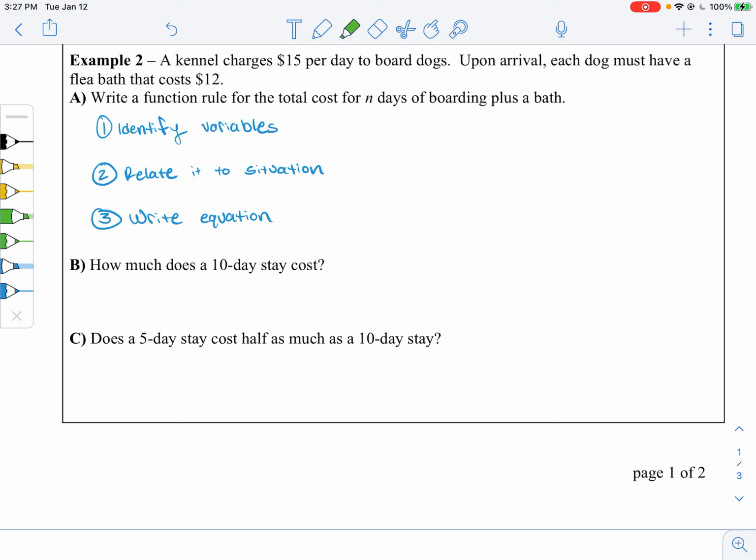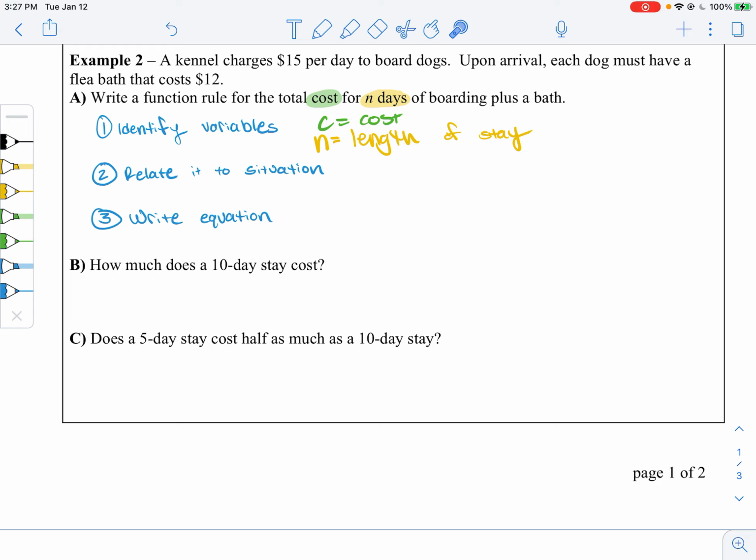Ooh, here we go. The total cost. The cost is going to depend on how long we stay there. So our variables are cost and days of boarding. How about we say like N is like the length of the stay or amount of time they stay. Length of the boarding stay. And we'll say C is cost. Okay, and we picked C as our dependent variable because cost depends on the number of days.